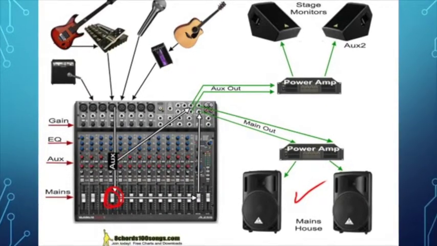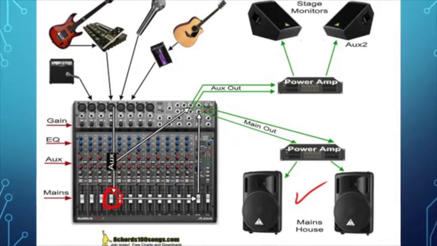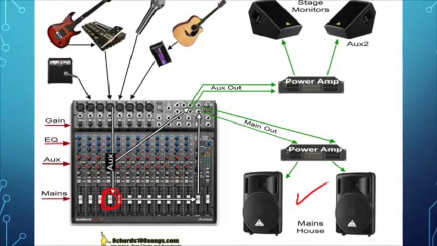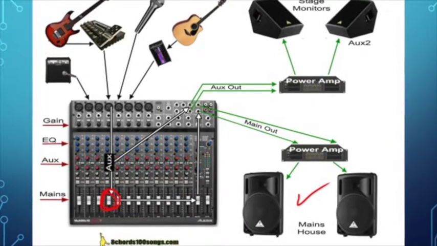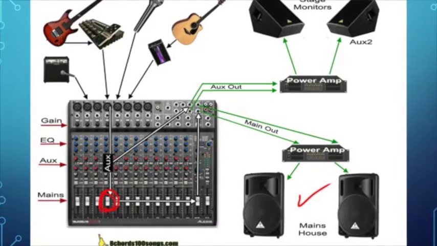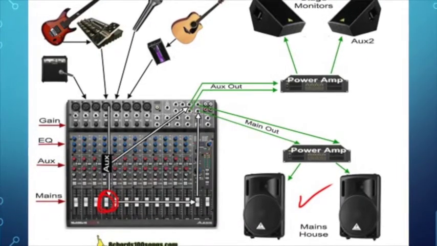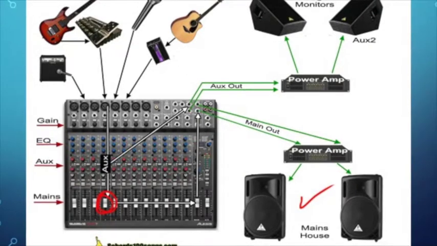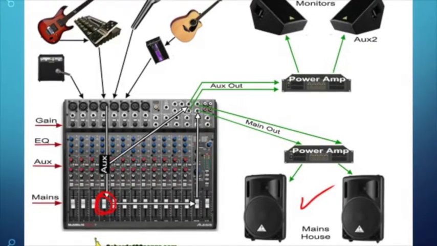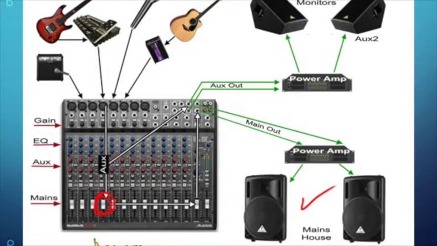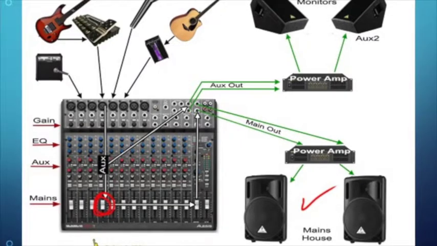So you've got your instruments at the top there going to the inputs and running through the gain stage, then the EQ stage, then the auxiliary sends down to the mains, which then fire off over to the main outputs. And then you've got at the top right of the board there your auxiliary outputs and your main outputs.